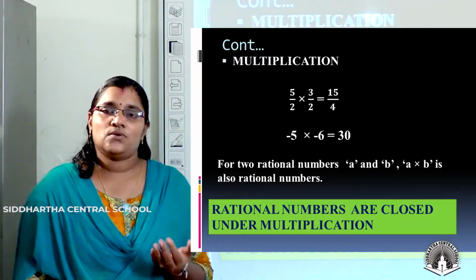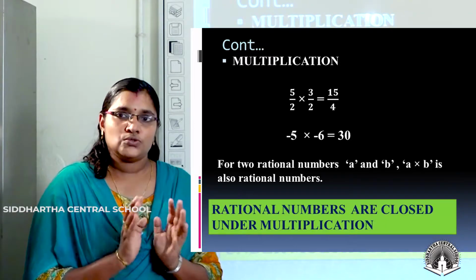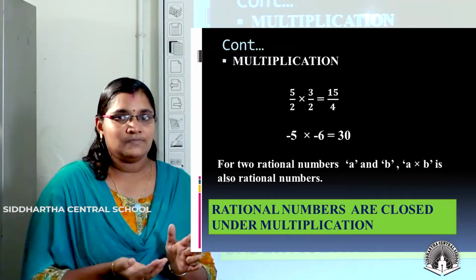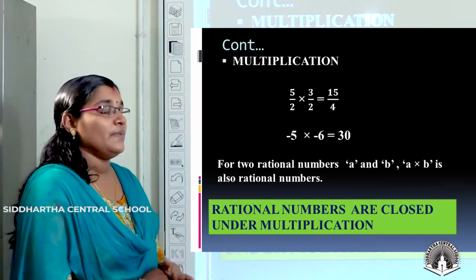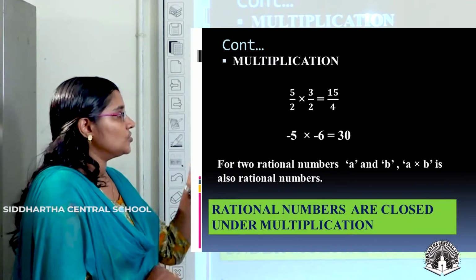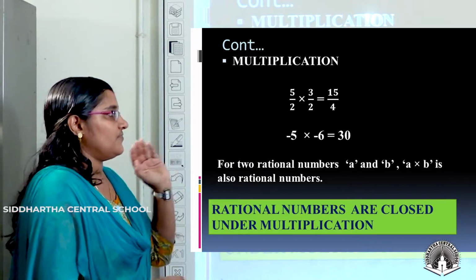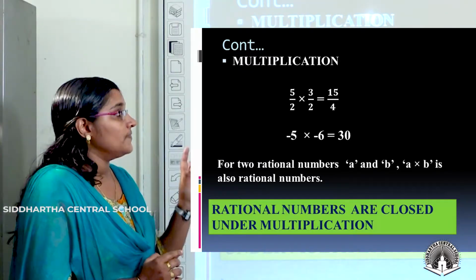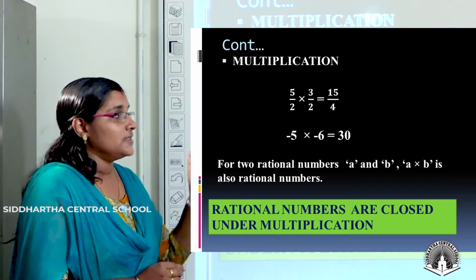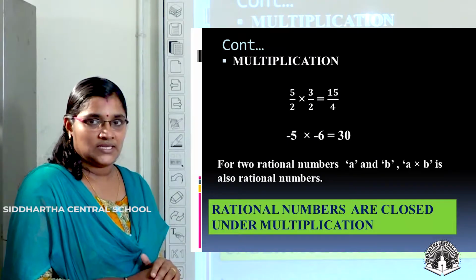So for multiplication also, you have to take two rational numbers and multiply them. Here, example: 5 by 2 into 3 by 2. The answer is what? 15 by 4. Here 5 by 2 is a rational number, 3 by 2 is a rational number, and the answer is also a rational number.